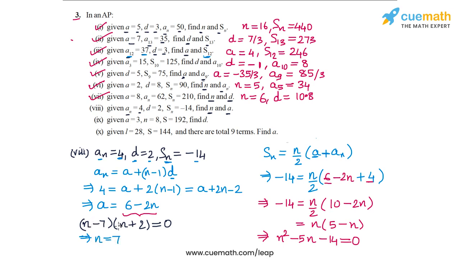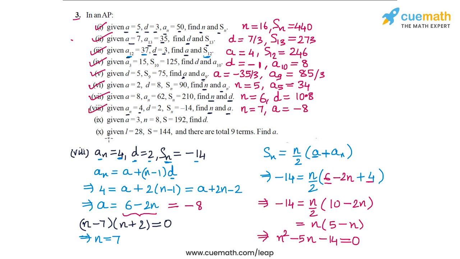So there are 7 terms in the AP, in the progression, and now we can find the value of a. a is equal to 6 minus 2n, or 6 minus 14, or minus 8. So the answer to part 8 is that n, the number of terms, is equal to 7, and a, the first term, is equal to minus 8. So that completes part 8.